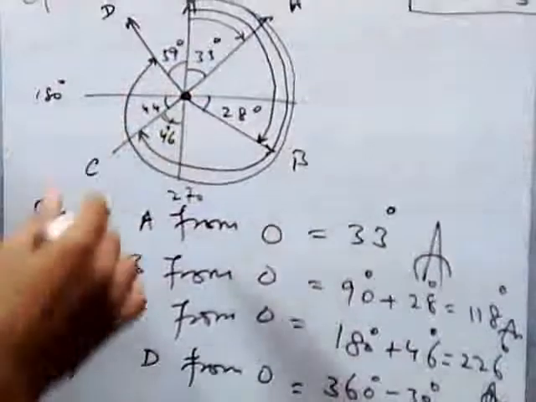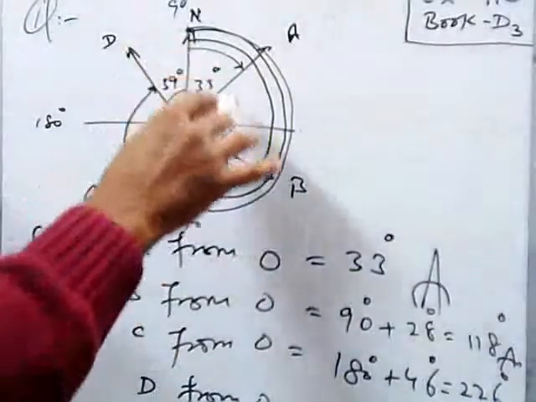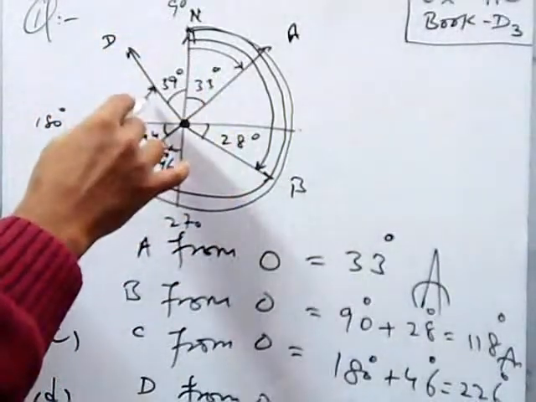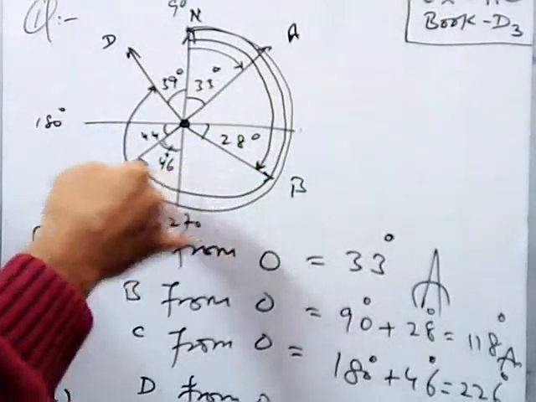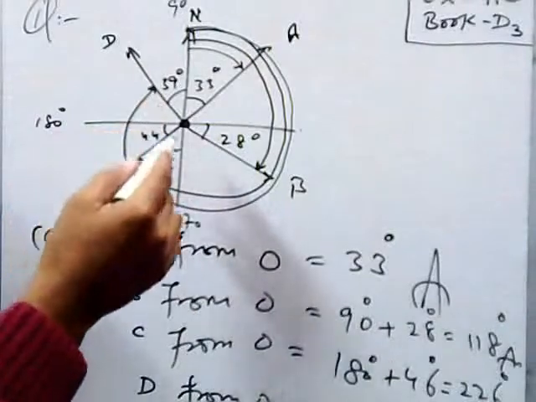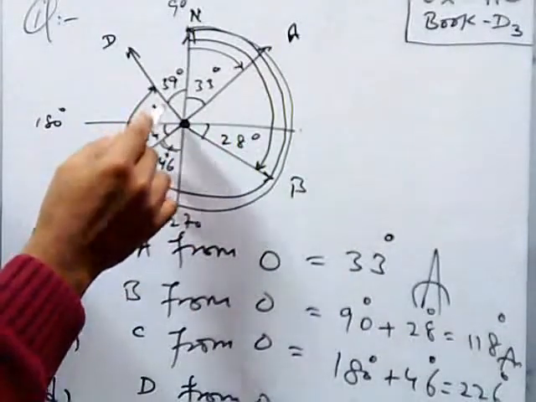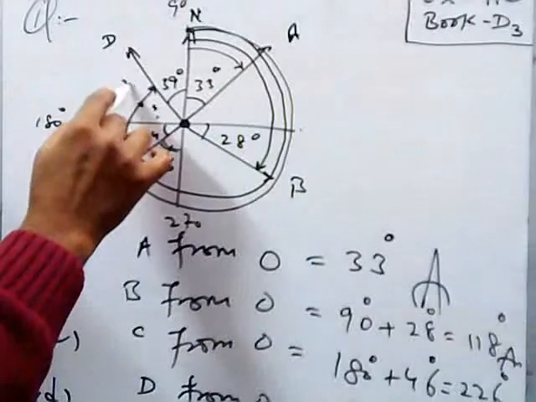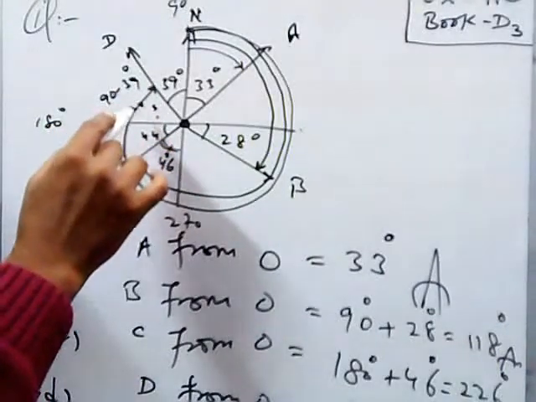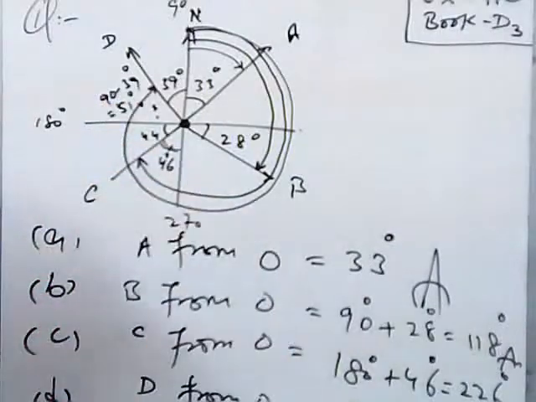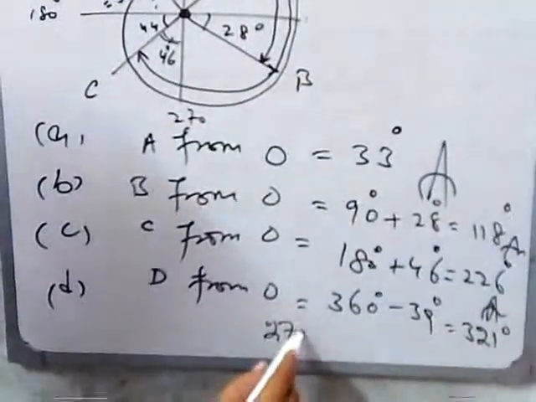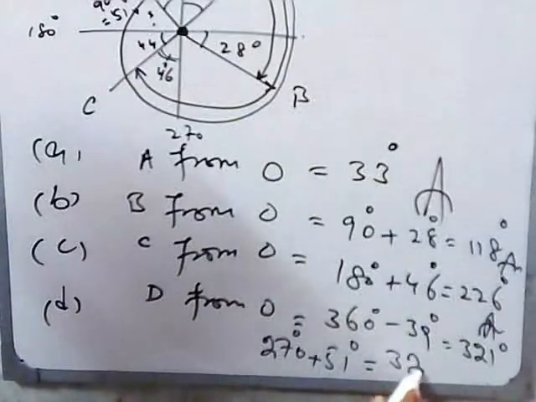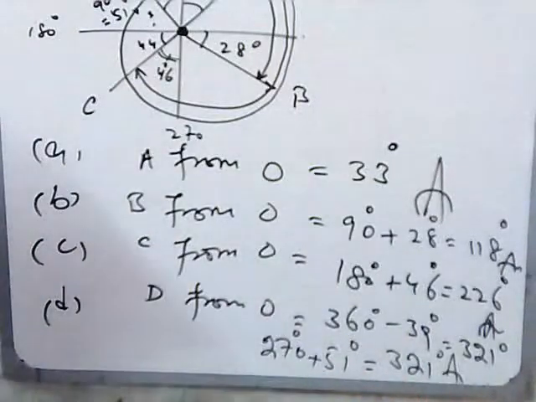Otherwise, we can do it by another method. If I add all these angles, that is 270 plus this one, and up to here 90, 180, 270 plus this one. How could I know this value? 90 minus 39, I can find this. 90 minus 39 degrees, so that angle will be equal to 51 degrees. So another method is 270 plus 51 degrees, which also gives you the same result, 321 degrees. So here is your result. Now that is your question number one.